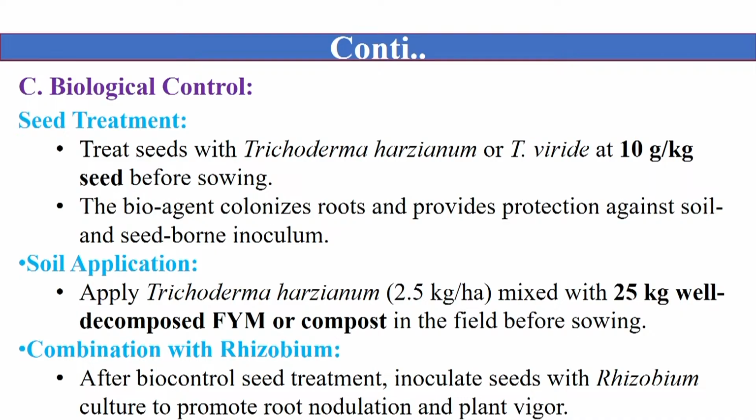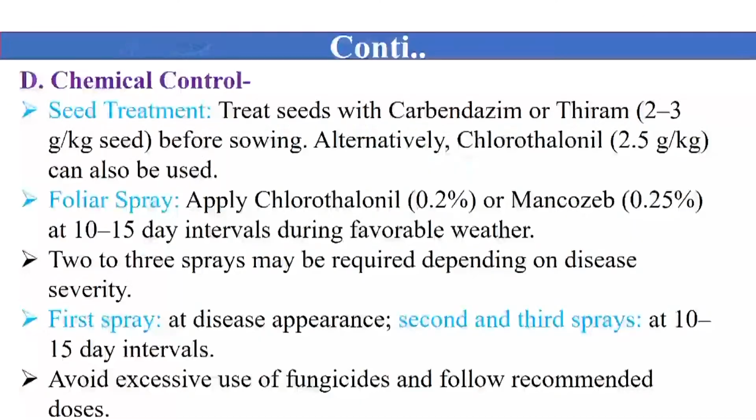And in combination with rhizobium, you have to treat the seed with rhizobium culture to promote nodules for long plant vigor. And chemical control is also available: treat the seed with carbendazim or thiram at the rate of 2 to 3 gram per kilogram of seed before sowing.